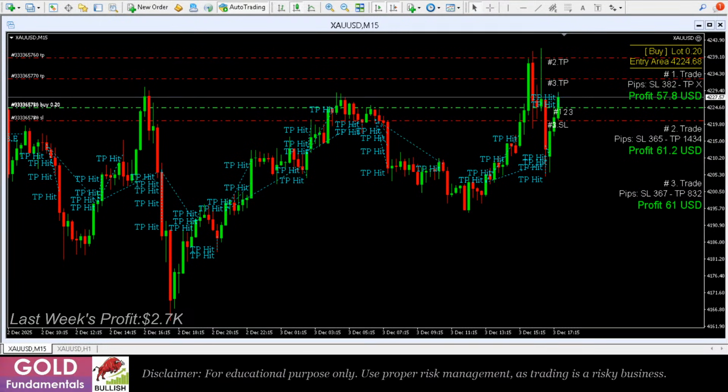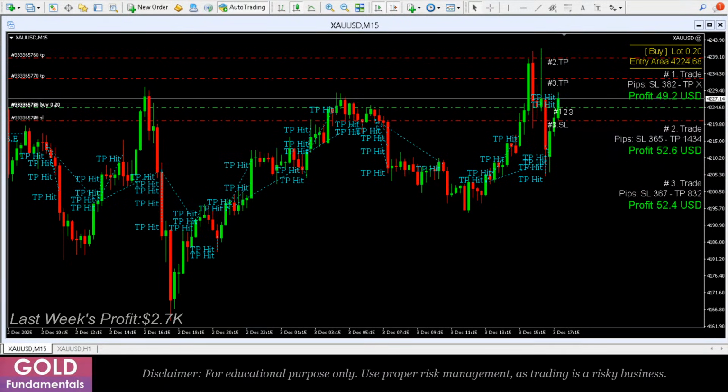Trading support and resistance levels is a core strategy in technical analysis, providing traders with critical insights into potential price movements and key decision points. These levels represent psychological barriers where prices tend to pause, reverse, or break through, influenced by the supply and demand dynamics in the market.